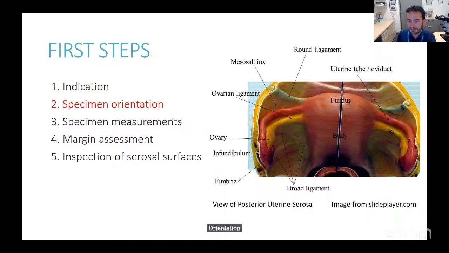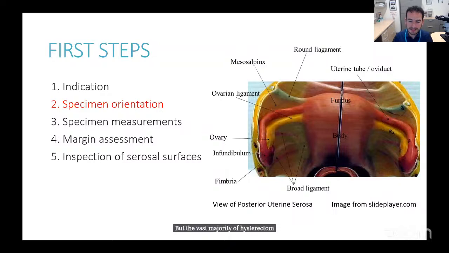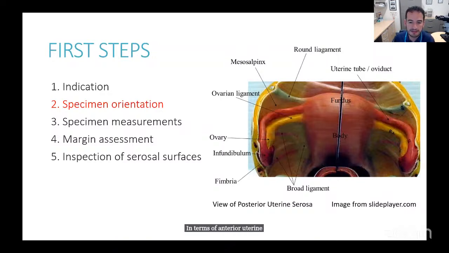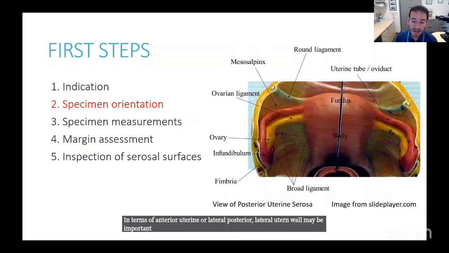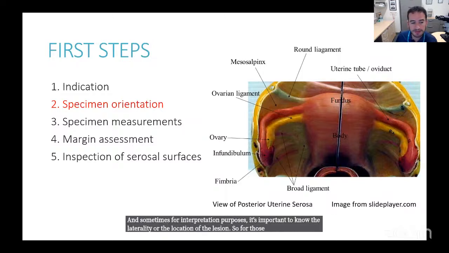Orientation is something that we typically learn, and I know we have a diverse audience, so I'm not going to delve too much on that. But the vast majority of hysterectomy specimens can be oriented, which is important because determining the location of a particular pathology, anterior, posterior, or lateral uterine wall, may be important to know where to go back if you have to go back to the specimen. And sometimes for interpretation purposes, it's important to know the laterality or the location of the lesion. So for those reasons, we try to orient the specimen as much as we can.